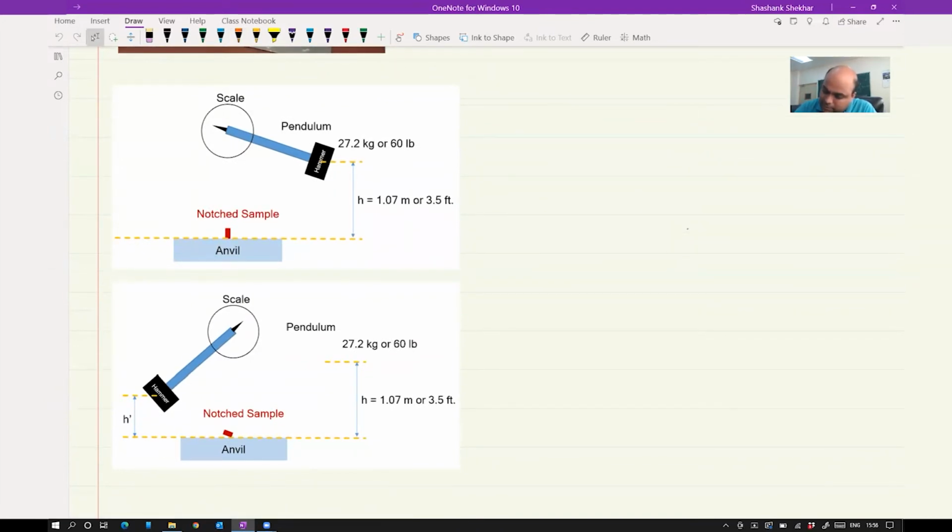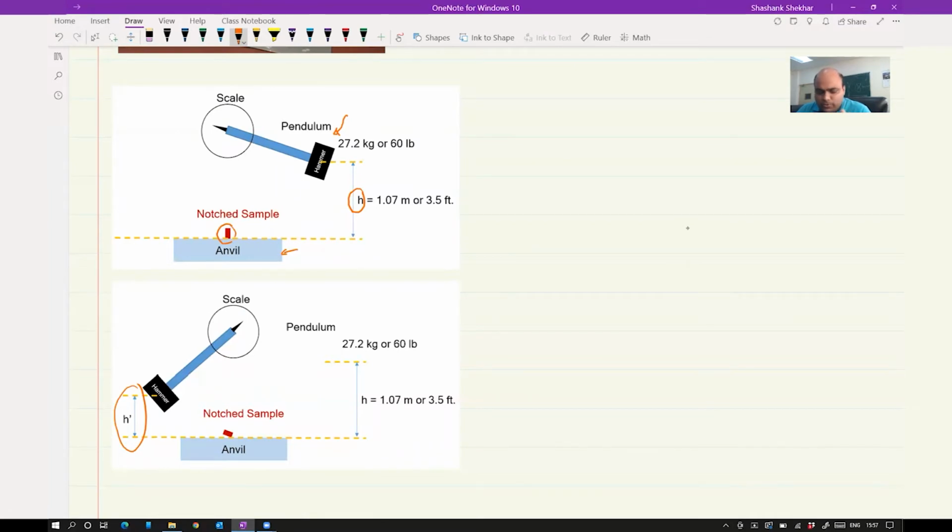Okay, so here I have shown another schematic. So you have the pendulum here, the hammer, and you have a sample, just for your understanding, which is placed on the anvil. You are releasing the hammer, it fractures the sample, and then you are going to achieve a different height of h dash. Initially the hammer height was h. After it has fractured the sample, the height is h dash. You can note that h dash is less than h.